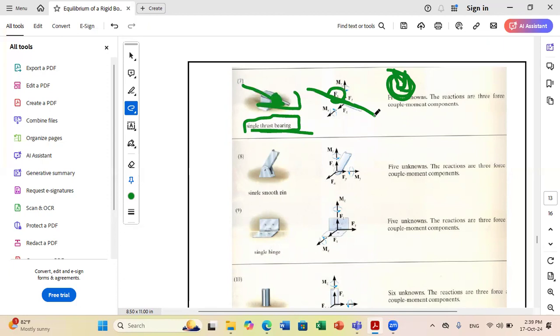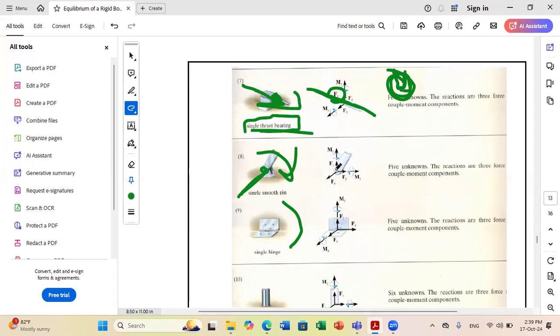Okay. Now, what about a pin or hinge? A pin or hinge in 3D is like 2D. A pin or hinge can only allow rotation about one axis. If you look at this figure, I can only do rotation about this axis. If I call this axis X, then there is no moment reaction about X because I can rotate about X, but I cannot translate in any direction. So I have Fx, Fy, Fz.